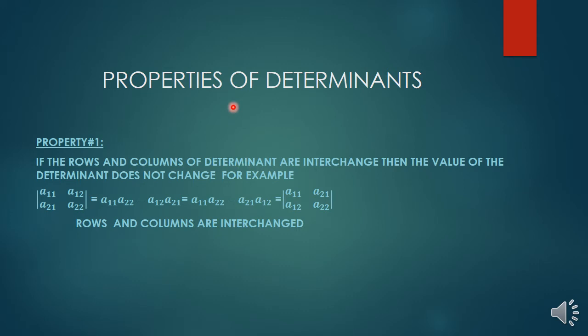Student, today we discuss the properties of a determinant. So start with property number one. If the rows and columns of a determinant are interchanged, then the value of the determinant does not change.